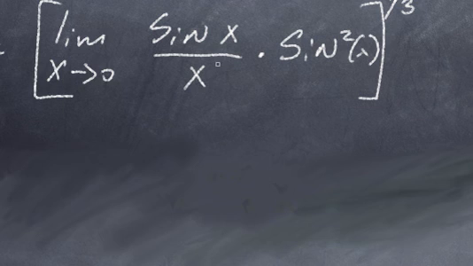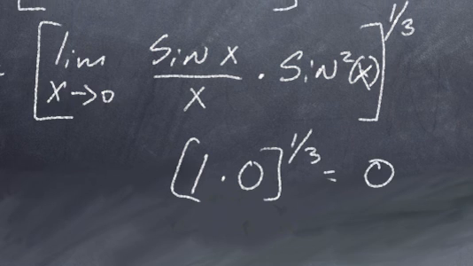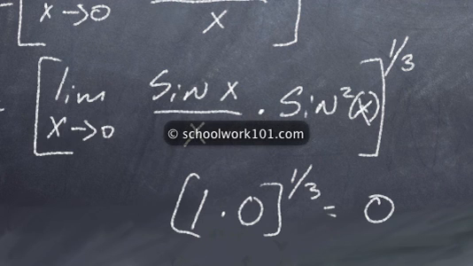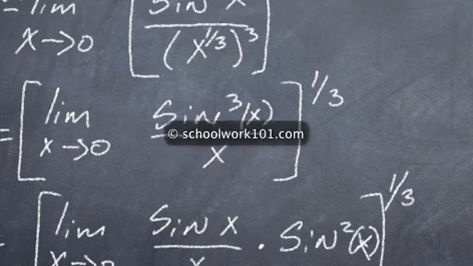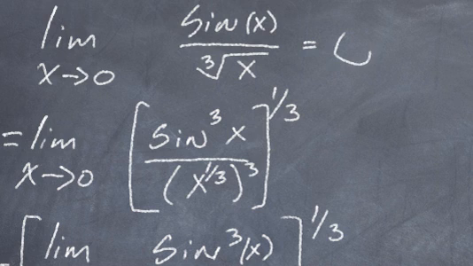Now remember, by the definition that we learned earlier, the limit as x goes to 0 of sine x over x is defined to be 1. And when we directly substitute 0 in for the sine squared x here, we end up getting 0. And remember that this is all still raised to the 1/3 power, and 0 to the 1/3 is just 0. So our original limit that we started off with is equal to 0.